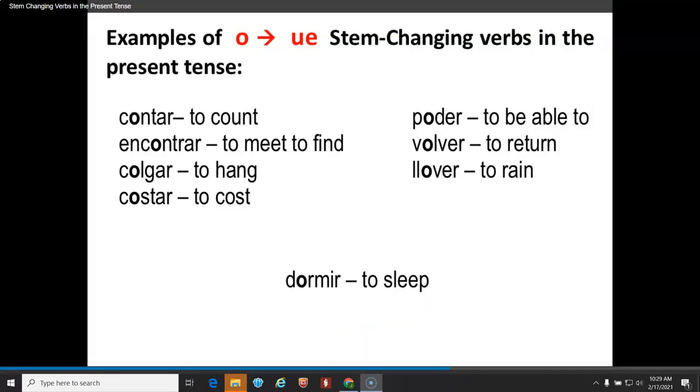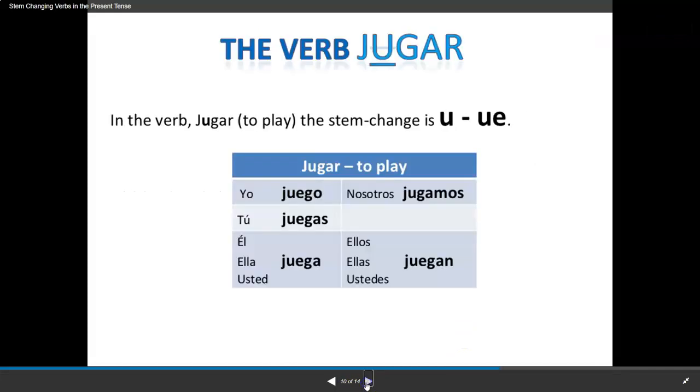So our next verb that we're going to look at is the verb jugar. In the verb jugar, which means to play, the stem change is U to UE. Jugar, to play. Yo juego. Tú juegas. Él e usted juega. Look at that U to UE stem change. Nosotros jugamos. No cambio. No change there in nosotros. Y ellos, ellas, ustedes juegan. So look at my stem change from U to UE.